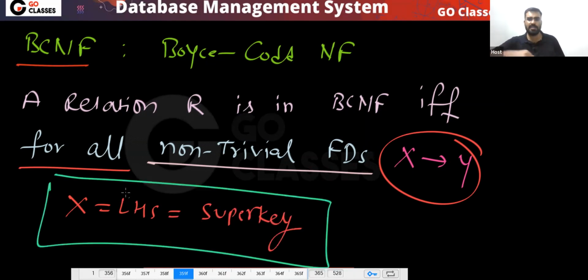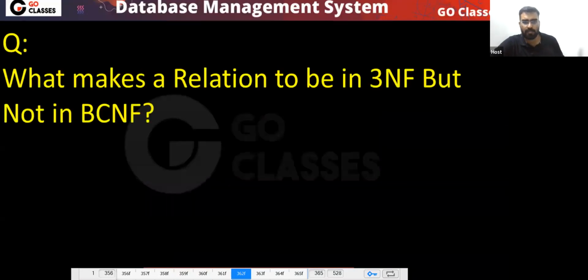This is the simplest definition: just check the LHS of every non-trivial functional dependency. It should be a super key. This is your Boyce-Codd normal form.